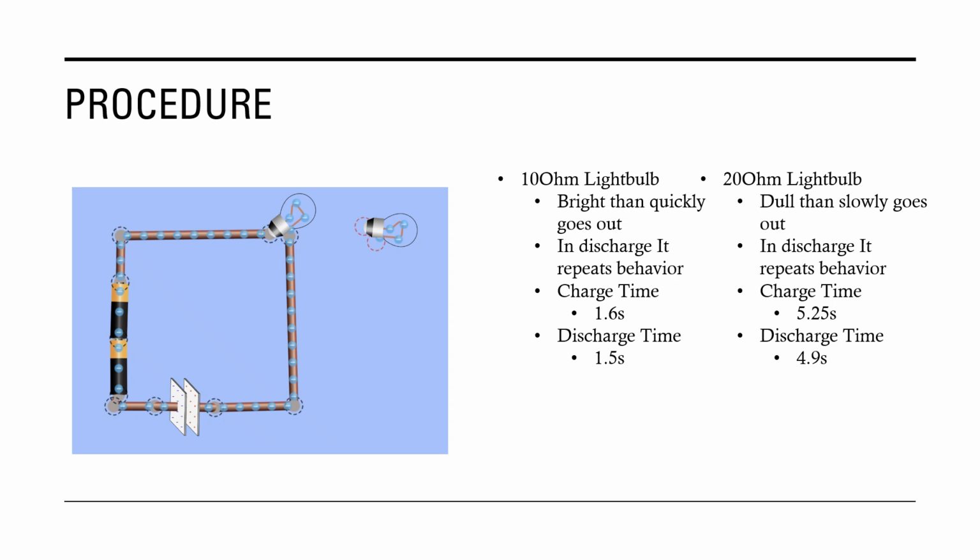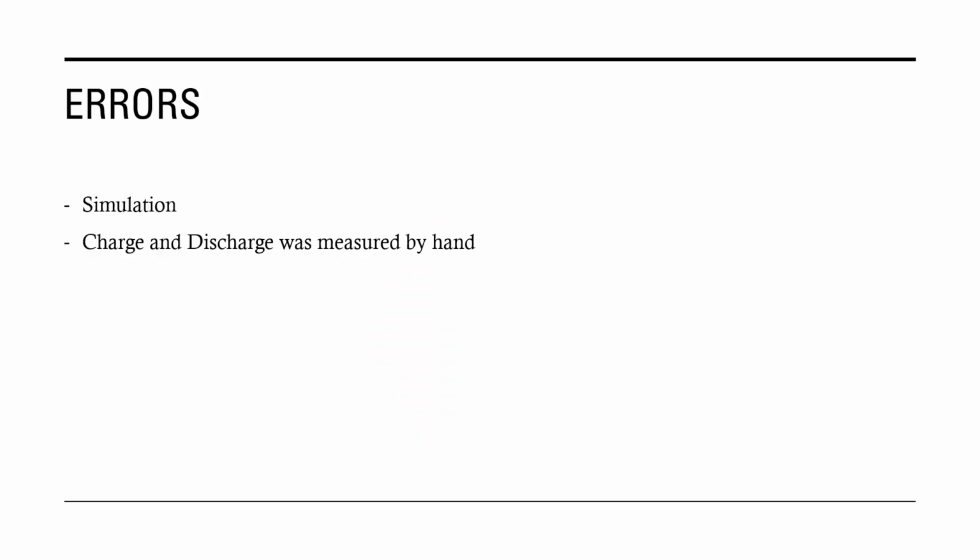Then the 20 ohm light bulb dulled and slowly goes out. In discharge, it repeats the behavior, and those are the charge and discharge times. Some potential errors are that it's a simulation, not real world, and charge and discharge were measured by hand.